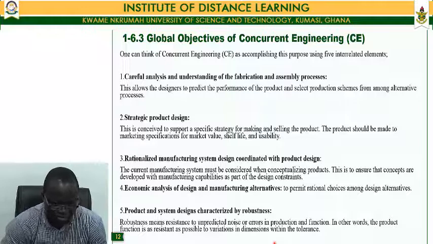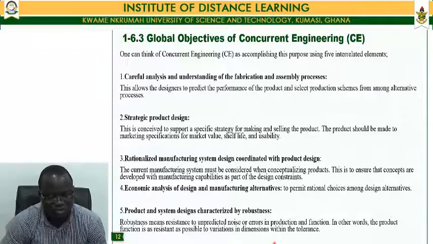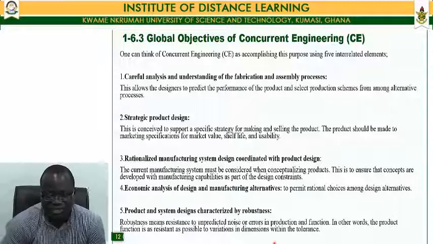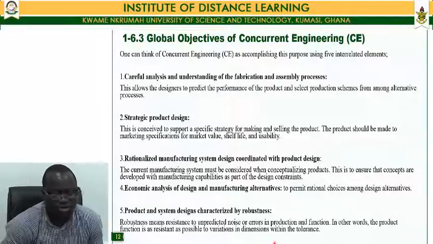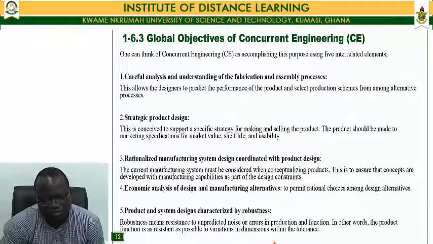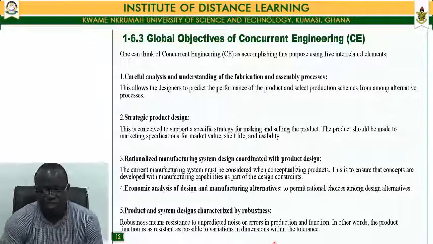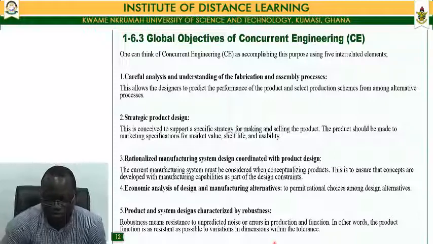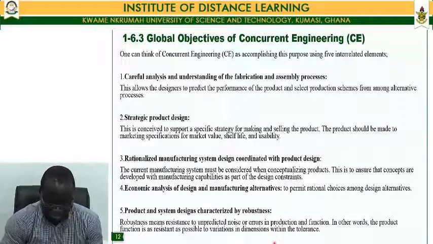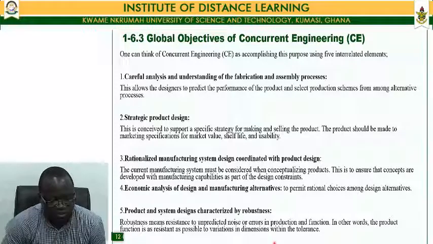Once this global objective is achieved, it allows the engineers or the designers to predict the performance of the product and select a production scheme from among the alternative processes. So, to be able to practice concurrent engineering, you have to carefully analyze and understand the fabrication assembly process so that you can make changes or make suggestions about what alternatives are available.